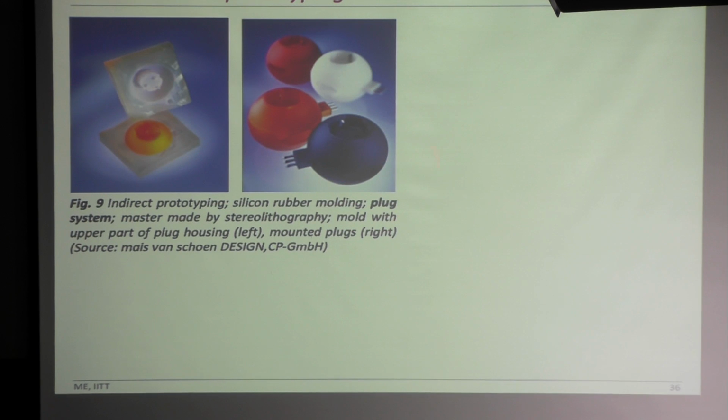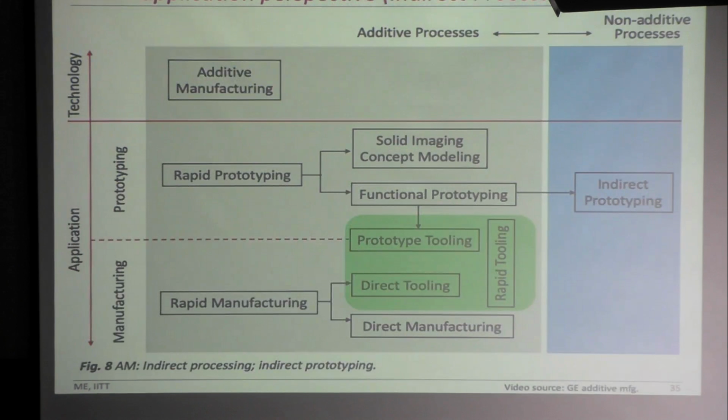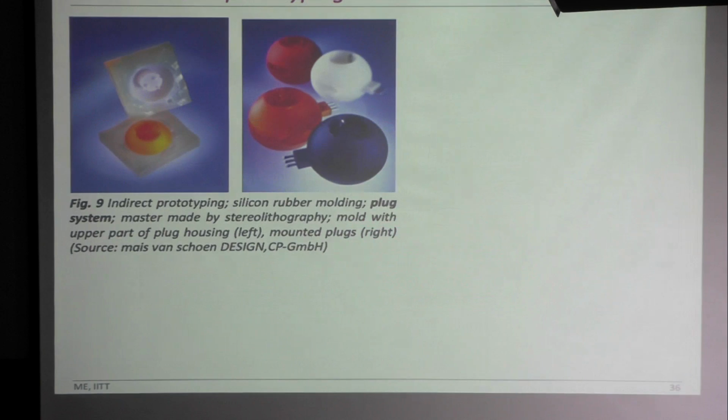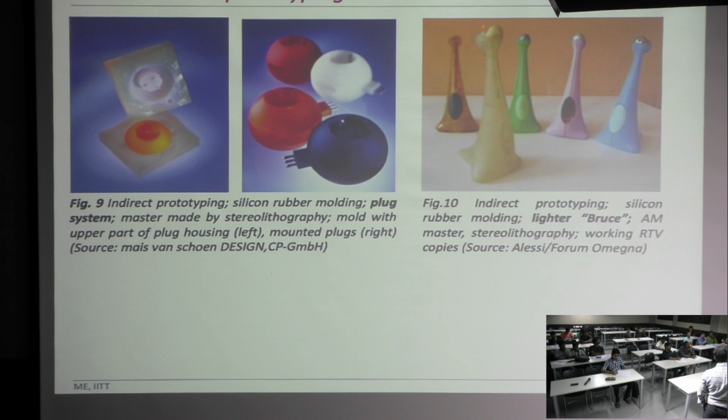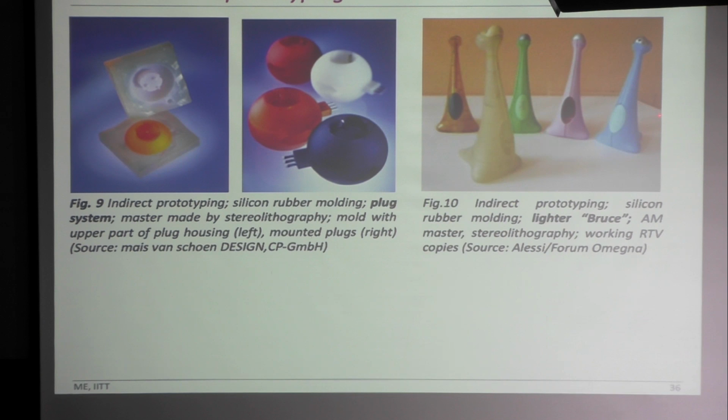So these are some of the examples. This silicon rubber molding comes under indirect prototyping. Here we are using the AM master pattern to copy it into multiple components. For example, this is the master pattern, and these are the multiple copied patterns with different colors. And here also, this is the master pattern, and these are the various copied components.